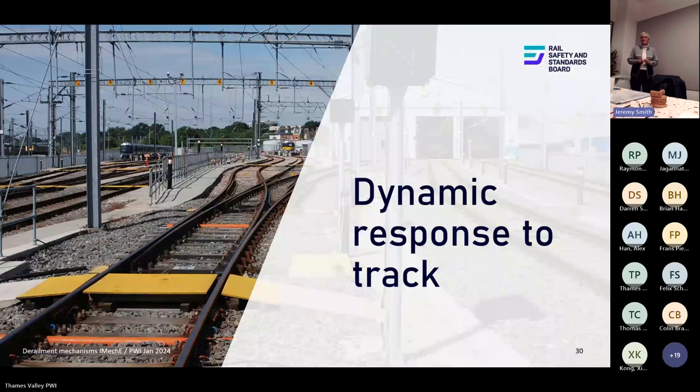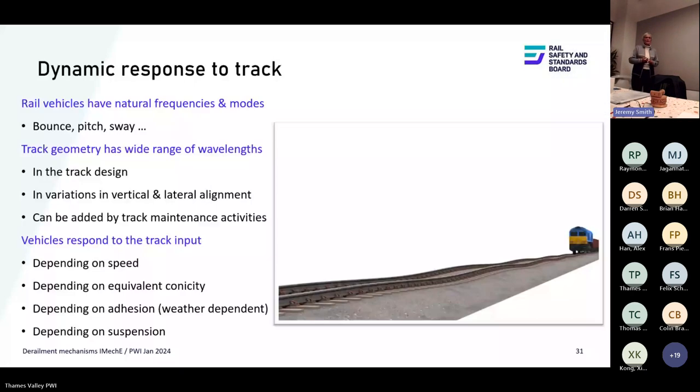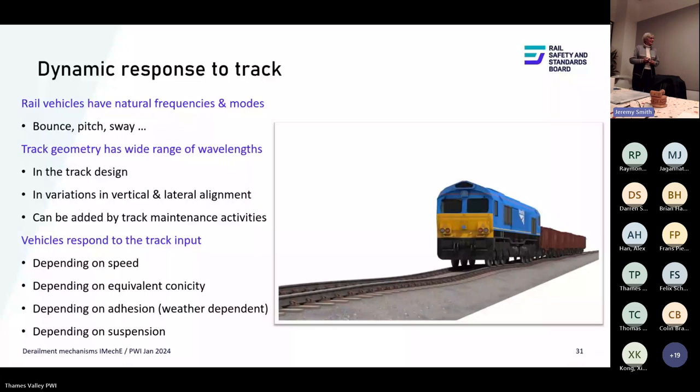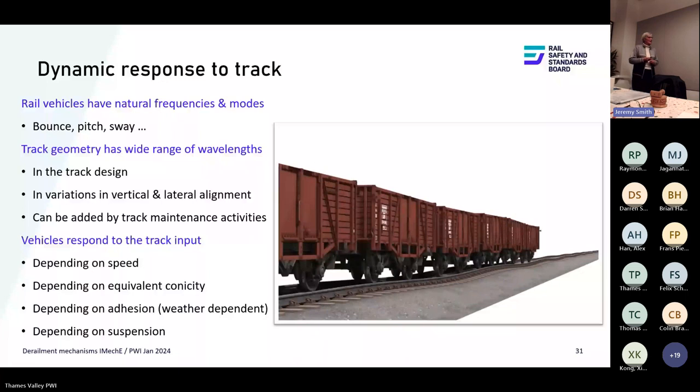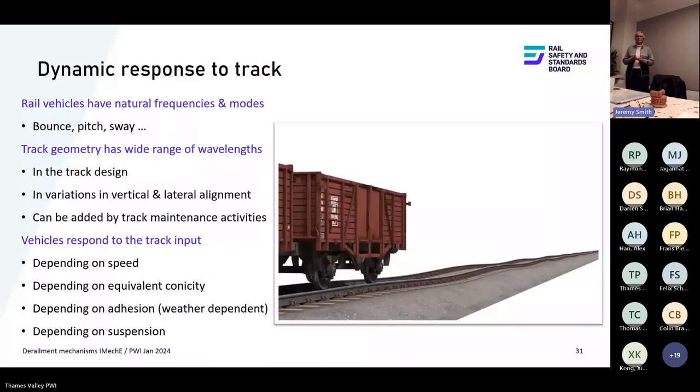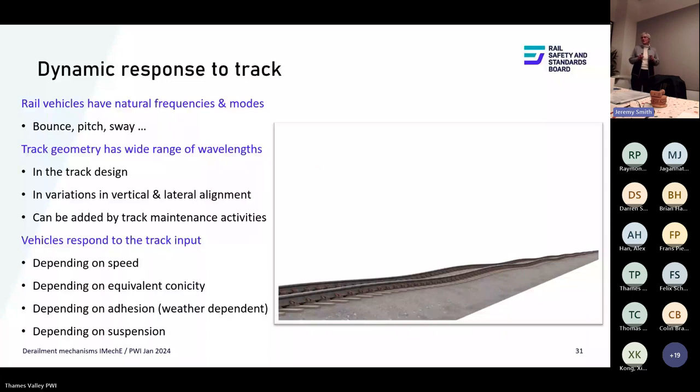This is another nasty incident. Vehicles respond to track. This is some very poor track and a not very good train. Just to demonstrate, we get dynamic response from the vehicle and the track. Track geometry has a wide range of wavelengths. Some of them are there in the track design: curves, transitions, switches and crossings. Then there are variations which come from deterioration, and there can be things that are actually put in by the maintenance machines. Track maintenance machines have their own wavelengths, and they do tend to sometimes put stuff in as well as take out stuff, in terms of the maintenance.